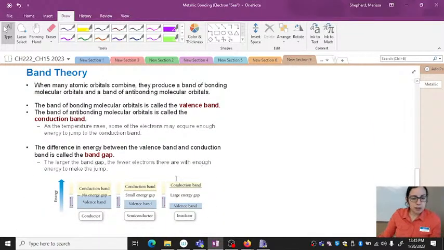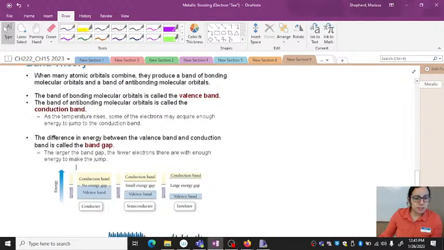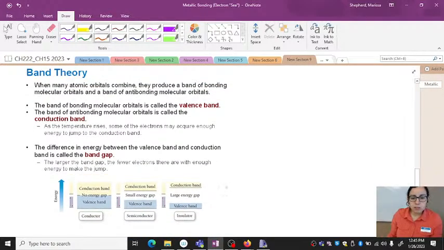Now we can explain the difference between a conductor, a semiconductor, and an insulator. This just depends on the energy gap between your bonding and antibonding.